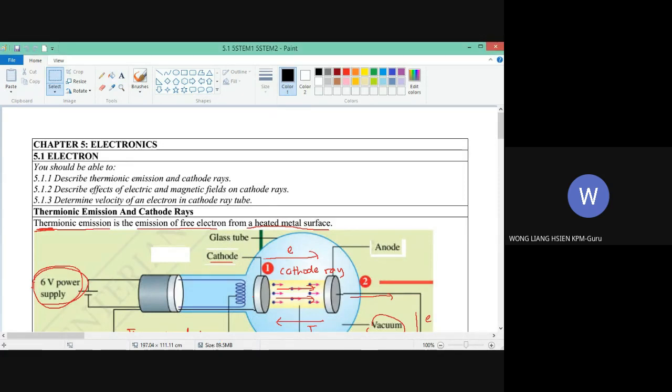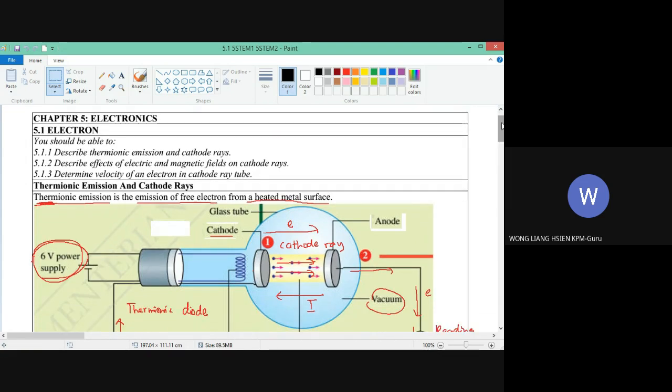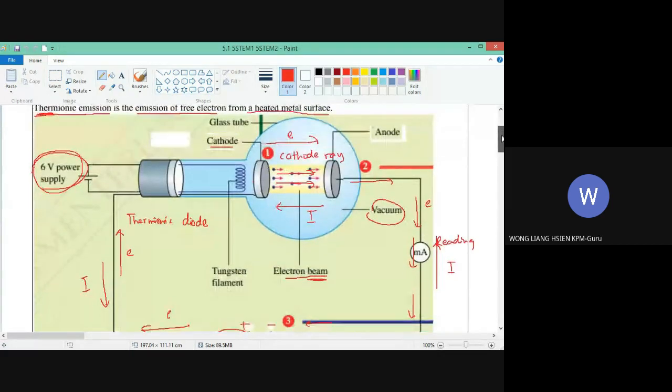Yesterday we stopped at how we can emit electrons, how we can produce a cathode ray, which is an electron beam, through thermionic emission. And we can demonstrate that by using the apparatus called the thermionic diode.